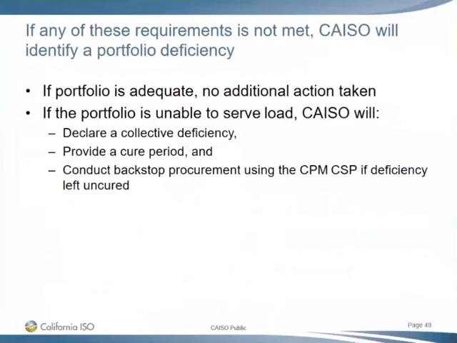So if we fail to meet these requirements or these standards, the ISO will identify a portfolio deficiency. If additional action is not taken, we'll declare the collective deficiency. We will provide a cure period so that entities that maybe have a little extra capacity under their belt that they didn't show initially have a chance to fill in gaps. If nothing is done, the ISO could conduct backstop procurement using the CPM competitive solicitation process to finish curing those deficiencies.